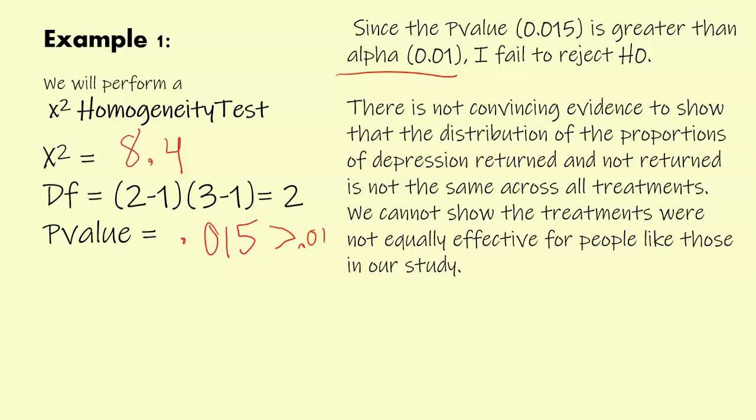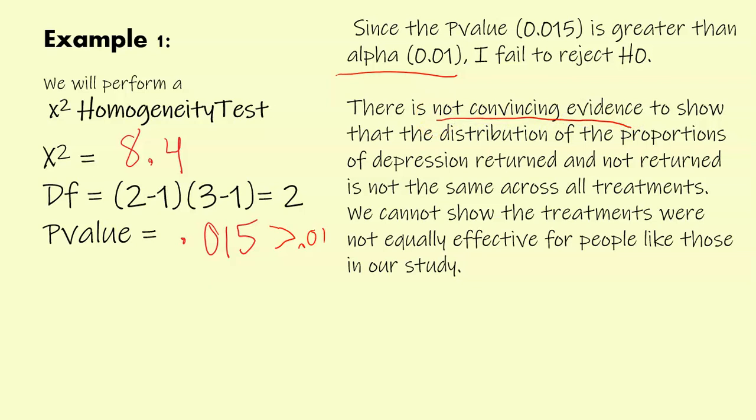Remember, the null hypothesis said that the distribution was the same or the treatments were equally effective. The alternate hypothesis is the one that shows that the distributions are not the same. The treatments are not equally effective. So since we failed to reject the null hypothesis, it means we do not have convincing evidence for Ha.